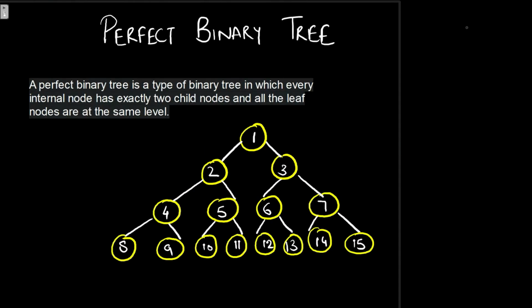Now let's move on to perfect binary tree. A perfect binary tree is a type of binary tree in which every internal node has exactly 2 child nodes and all the leaf nodes are at the same level. For example, in this case, each internal node has exactly 2 children and all the leaf nodes are at the same level, which means there is no leaf node except in the last level. So this is a perfect binary tree.